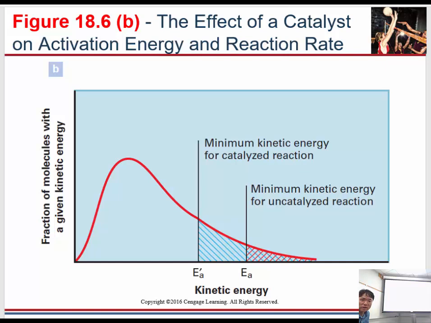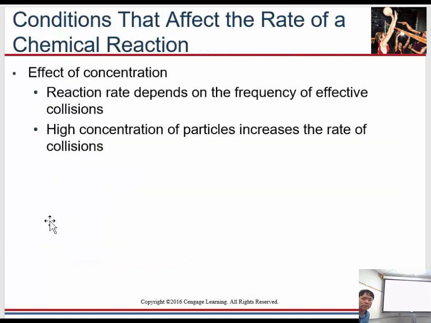If a catalyst lowers the activation energy, it's a catalyzed reaction, then you're going to have a much greater population that has enough energy to react versus uncatalyzed reactions. So catalysts will speed up the reaction by increasing the population that is able to go over the hump. Excuse me. Conditions that affect the rate also include the concentration.